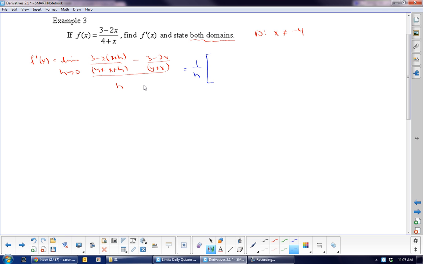So this would be 3 minus 2x, 2 bracket, I'm going to just, yeah, 2x minus 2h times 4 plus x minus 3 minus 2x times 4 plus x plus h, all over 4 plus x plus h times 4 plus x.